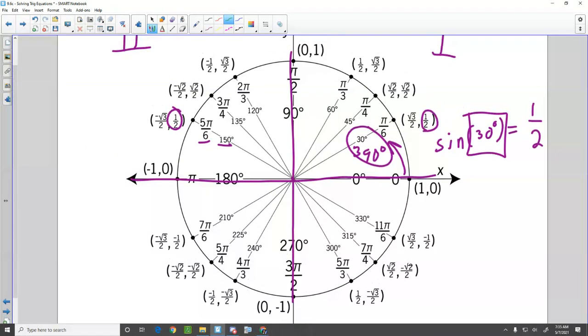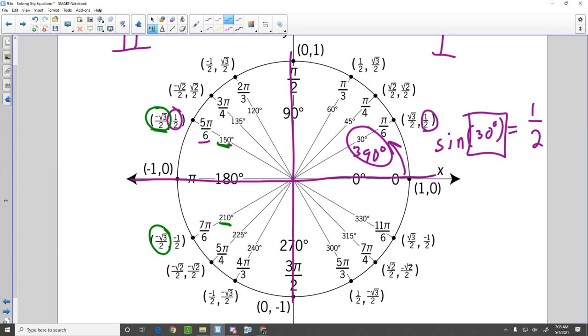So those 150, that's right here. And since this is cosine, I'm actually looking at the x-coordinate, right? Because cosine is your x-coordinate. And so this angle has a cosine, or an x-coordinate, of negative root 3 over 2. In which other angle? 210, because check it out, that also has a negative x-coordinate, a negative root 3 over 2.